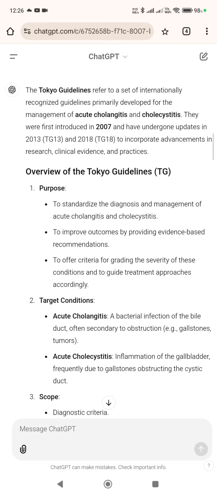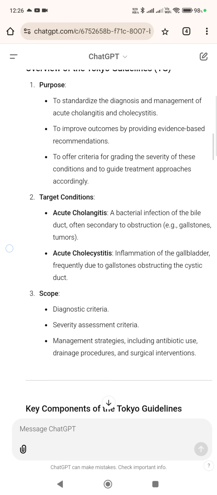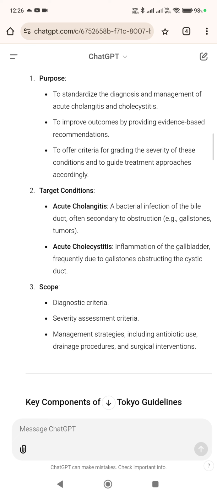1. Purpose: to standardize the diagnosis and management of acute cholangitis and cholecystitis, to improve outcomes by providing evidence-based recommendations, to offer criteria for grading the severity of these conditions and to guide treatment approaches accordingly.